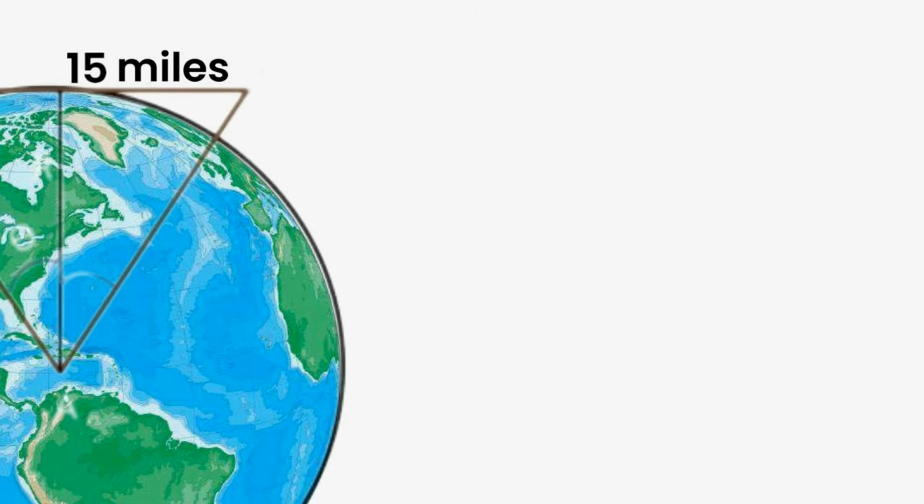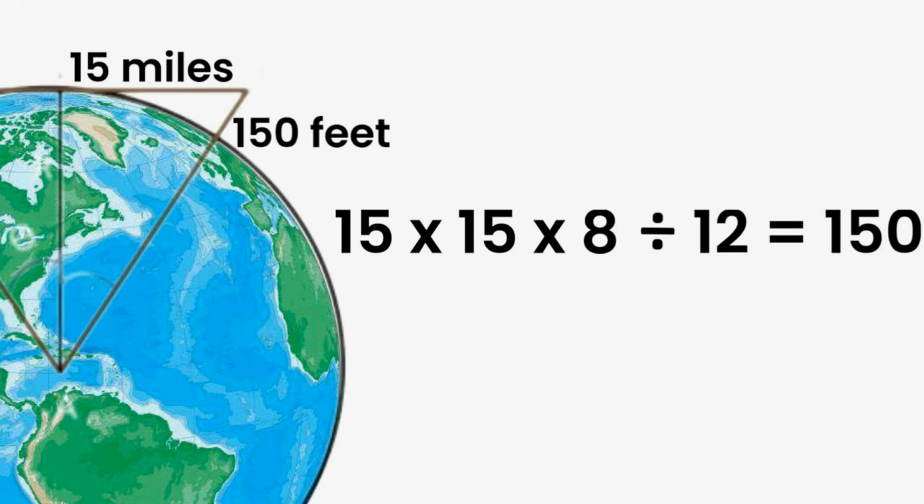What about the distance of 15 miles? The same rules apply. You take 15 times 15 times 8 divided by 12 equals 150. So in 15 miles, there should be 150 feet of curvature. Is this rate of curvature provable in observable reality?